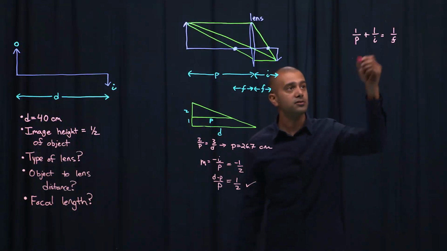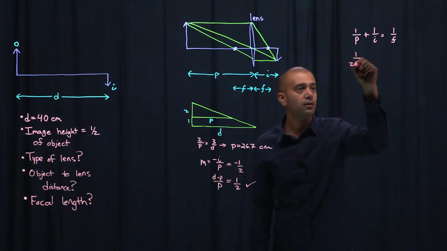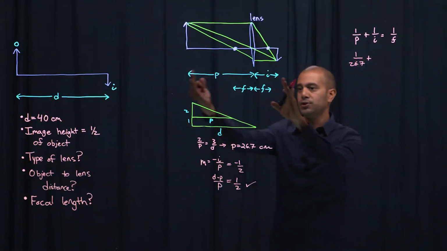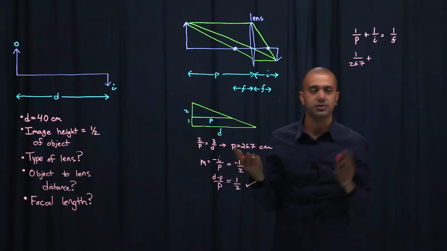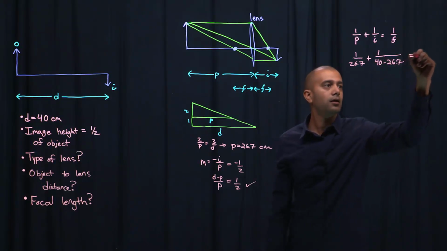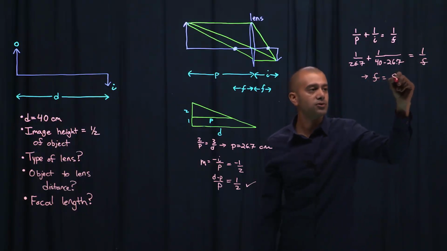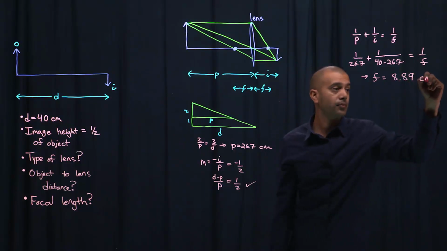So let's plug in our values to find the focal length. P is 26.7, and I is the full distance minus p, so it's 40 minus 26.7. And then that just equals 1 over f. So you can just invert that equation to find out what f is, and you should find that the focal length is 8.89 centimeters. All right.